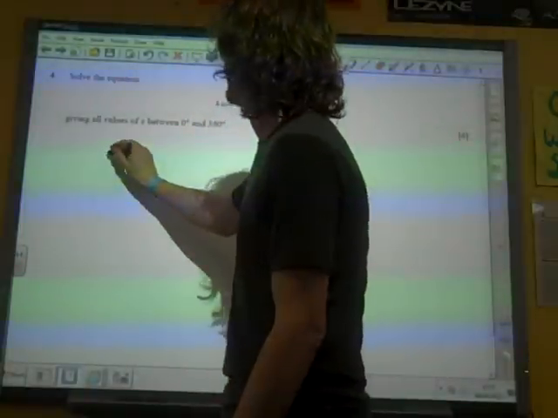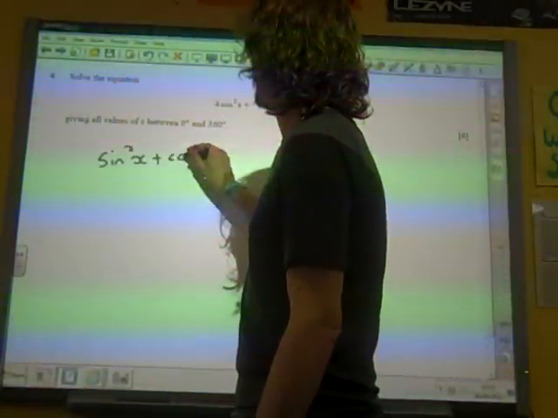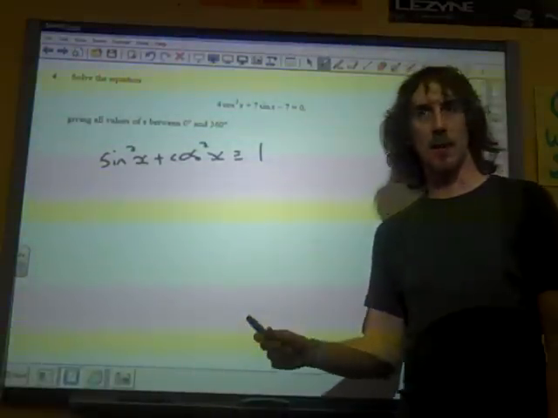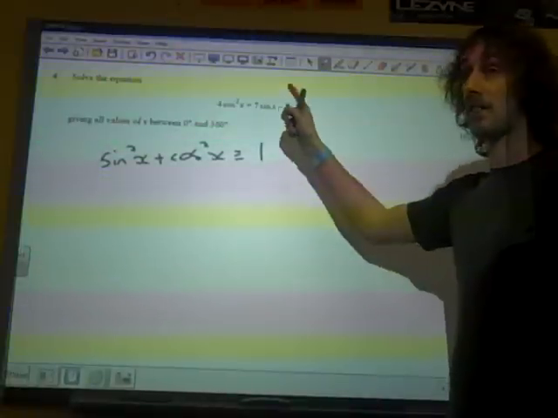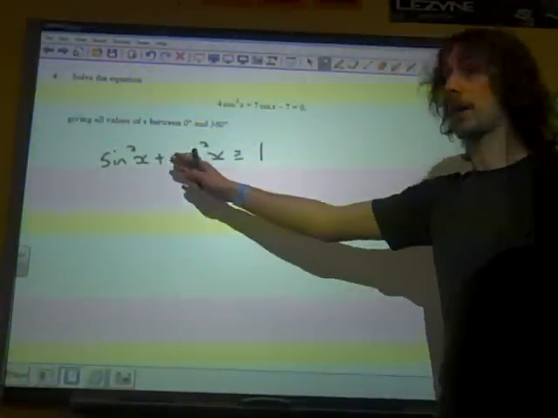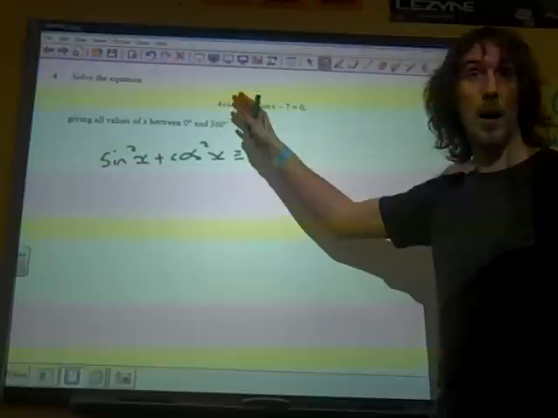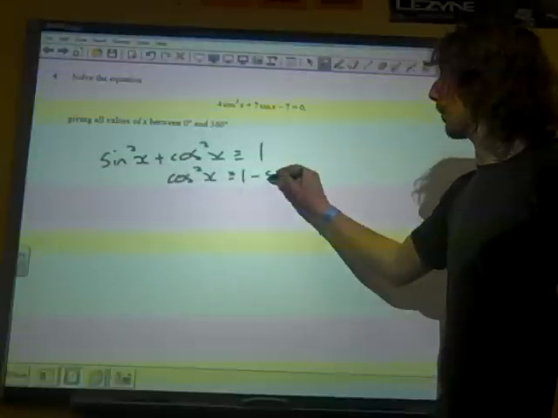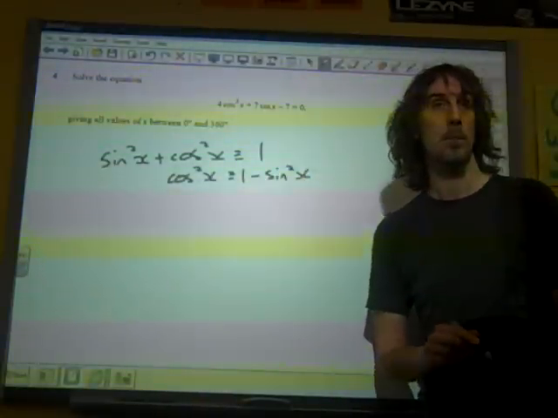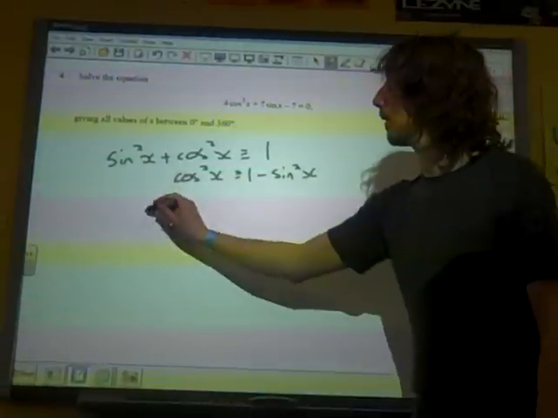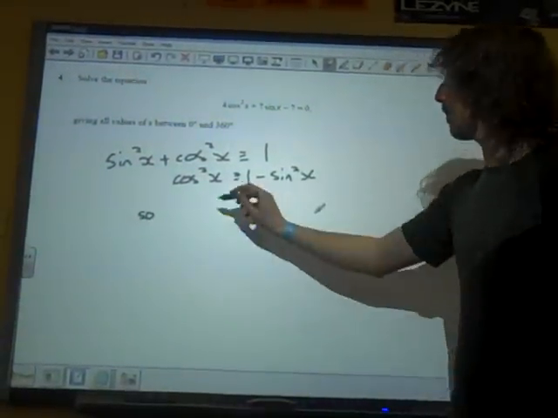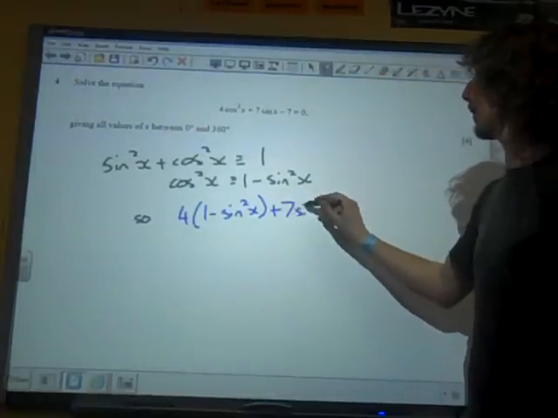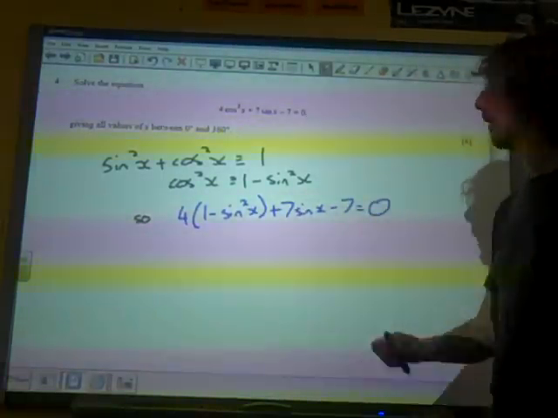So we know that we've got this identity. So if we rearrange that, we've got no way, remember, of linking sin x and cos x, but we have got a way of linking sin squared and cos squared, so we've got to focus on the squared bit. And if we rearrange this, this says that cos squared x is 1 minus sin squared x. So then we can carefully substitute that in. Our equation now is going to become 4 lots of 1 minus sin squared x plus 7 sin x minus 7 is equal to 0.